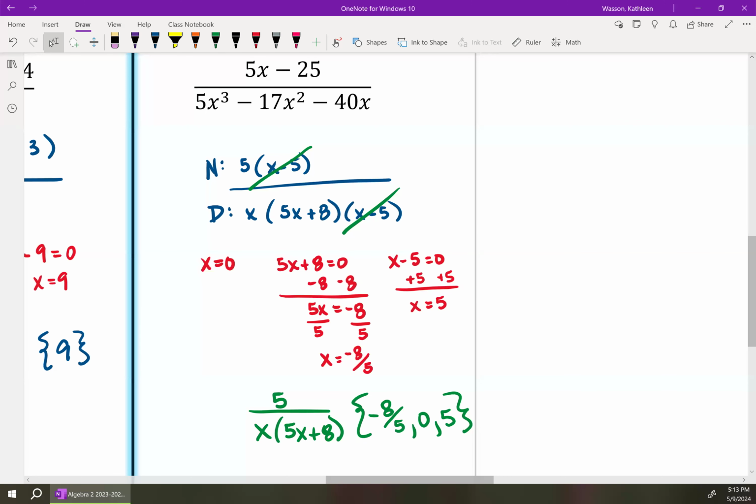This last division problem, I have 3 factors in the denominator that could be equal to 0. So I have 3 excluded values. I just set each factor equal to 0 and solved for x. And then I reduced the fraction by eliminating x minus 5 as a factor in the numerator and also in the denominator. That gives me 5 divided by x times 5x plus 8, excluding negative 8 over 5 and 0 and 5.